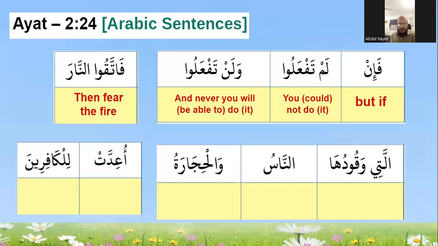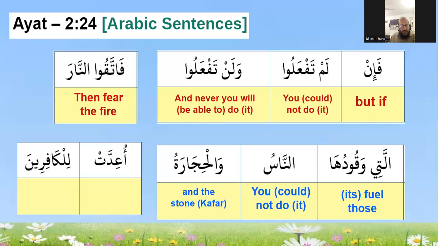Those who, female. It is not plural. That is allati, the one who, female. Waqud means fuel. Ha means her, so we say this fuel goes. Annas means you people. Annas, you people.